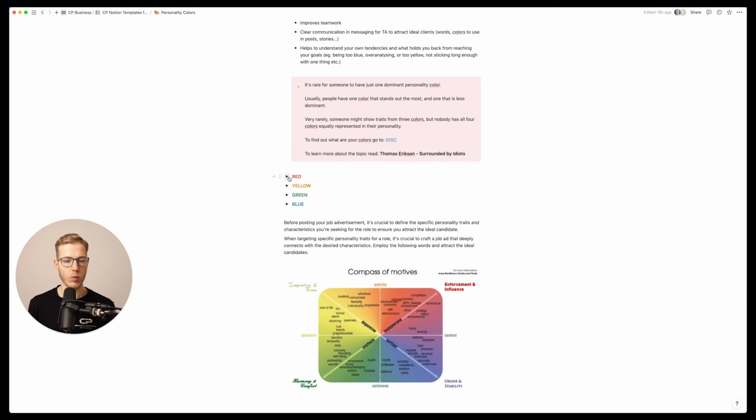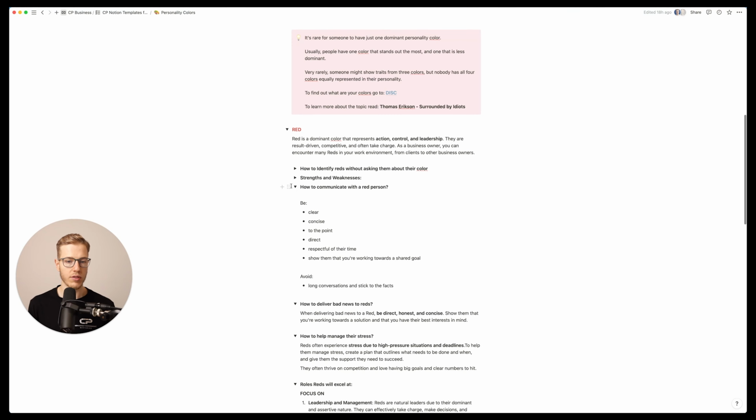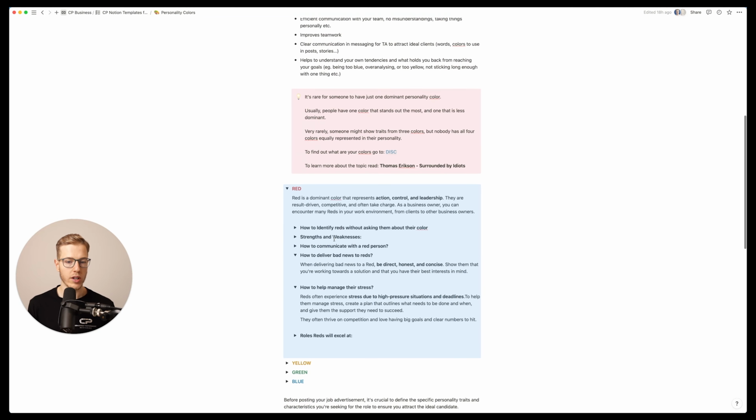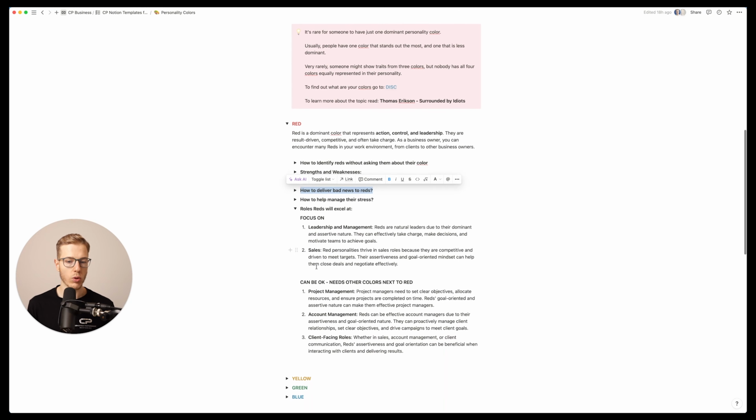And here we created a complete training on how you can identify these people and understand how to identify a red person, what their strengths and weaknesses are, how to communicate with a red person, how to deliver bad news, how to manage stress, and then the roles they will excel at.